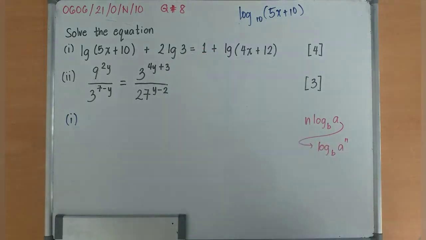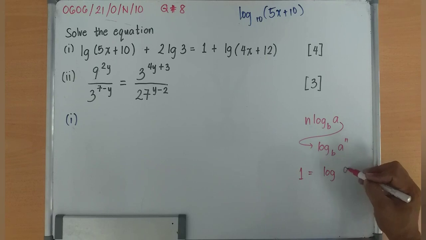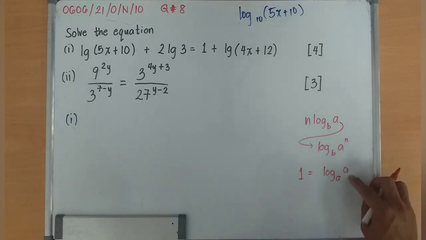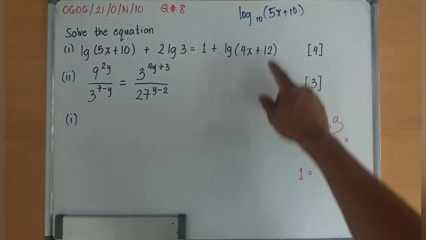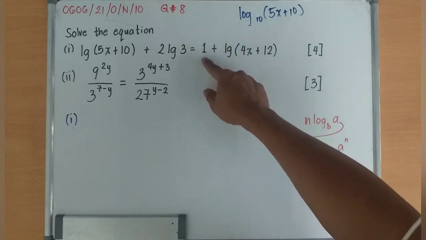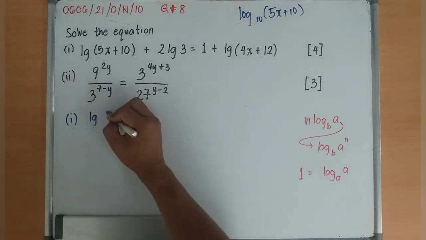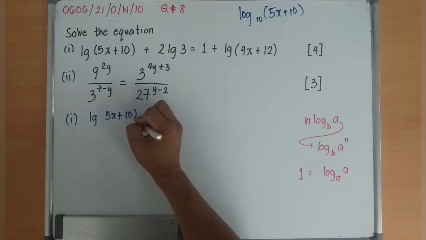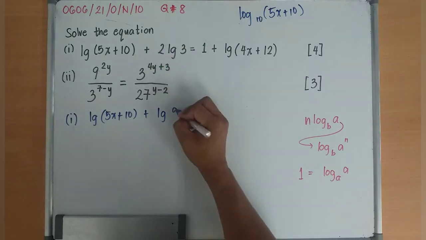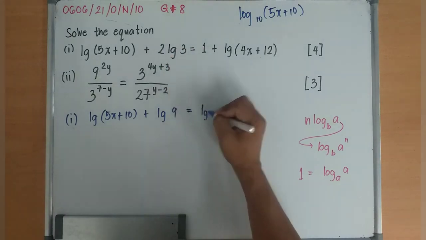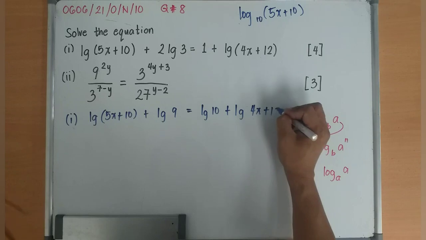And also 1 is equivalent to logarithm of a in the base a. So if the a here is also the base, then it is equivalent to 1. Since the base is 10, so this should be LG 10. There. So let's apply that. It will become LG 5x plus 10, plus LG 3 squared, which is 9, is equal now to LG 10 plus LG 4x plus 12.